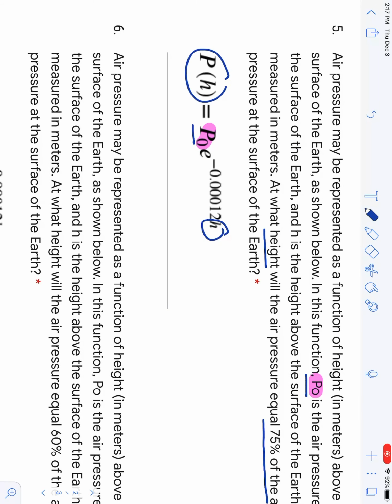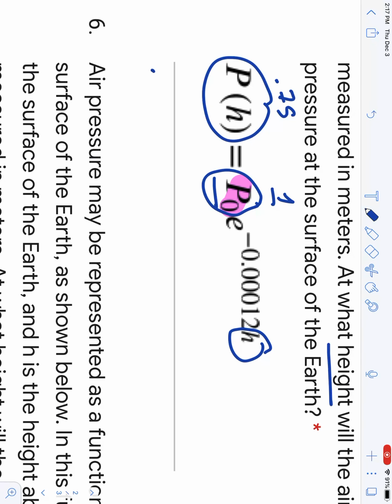So P of h is going to be 75% of the original air pressure. I don't know what the original air pressure is, so I'm just going to call it 1, because it could be 75% of anything, it's still going to be 75%. We plug this in, and we get 0.75 equals 1e to the negative 0.00012h power. Now, in this problem, since it's a 1e, I don't have to divide both sides by 1. I'm still going to get the same equation.